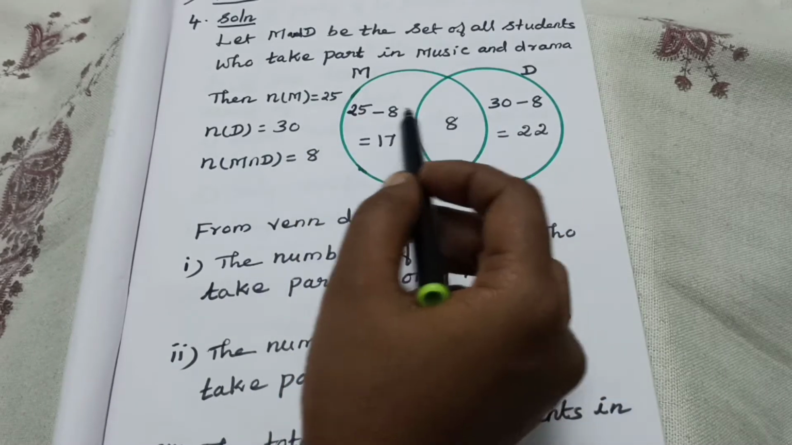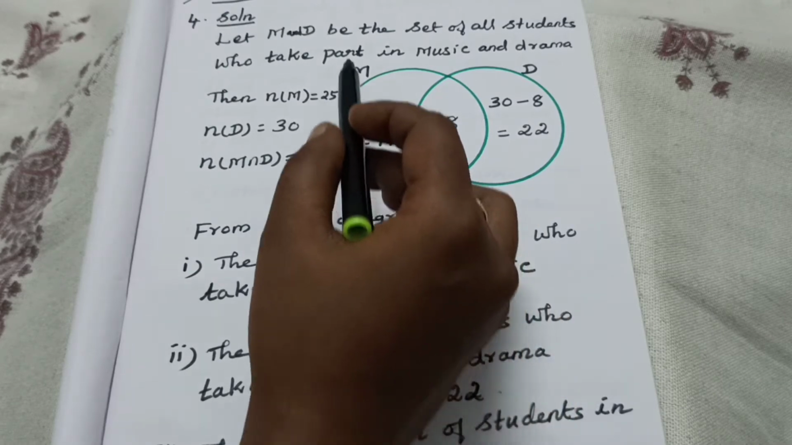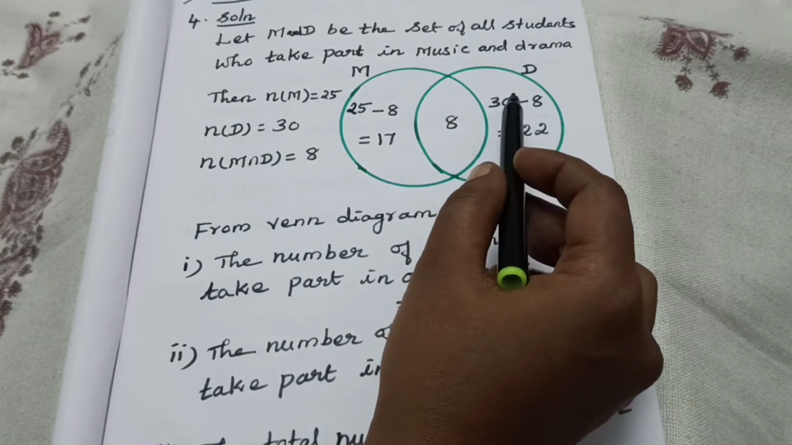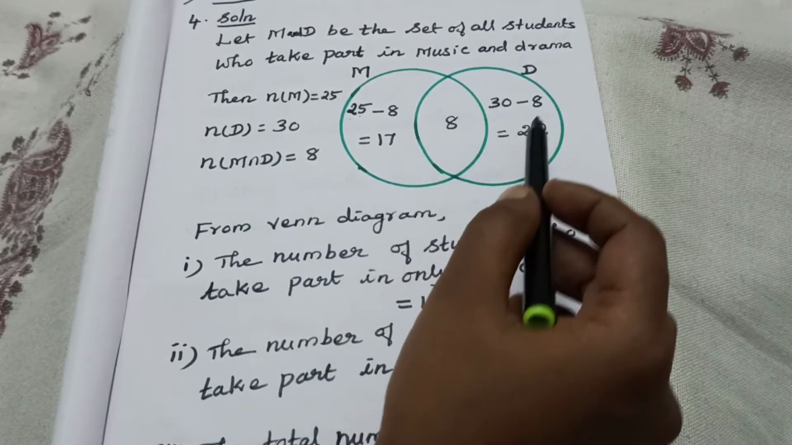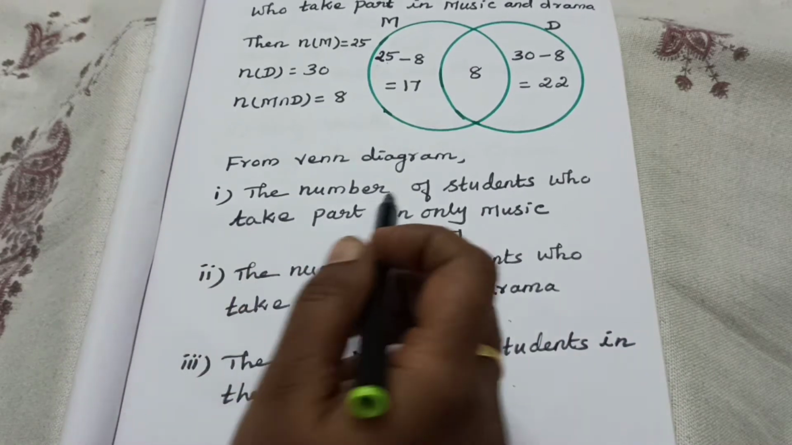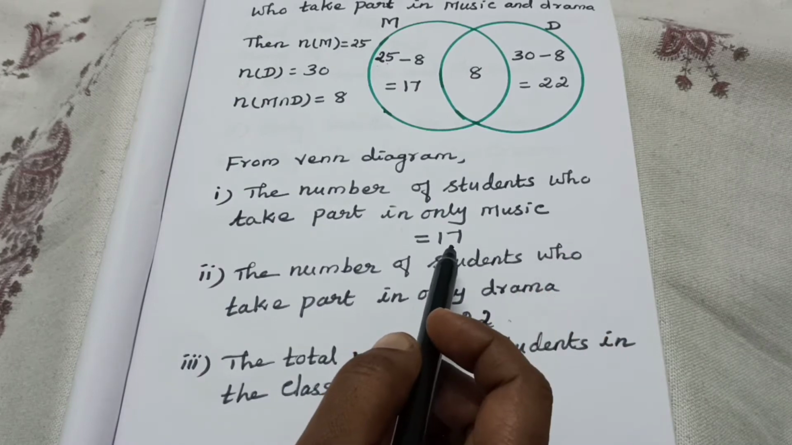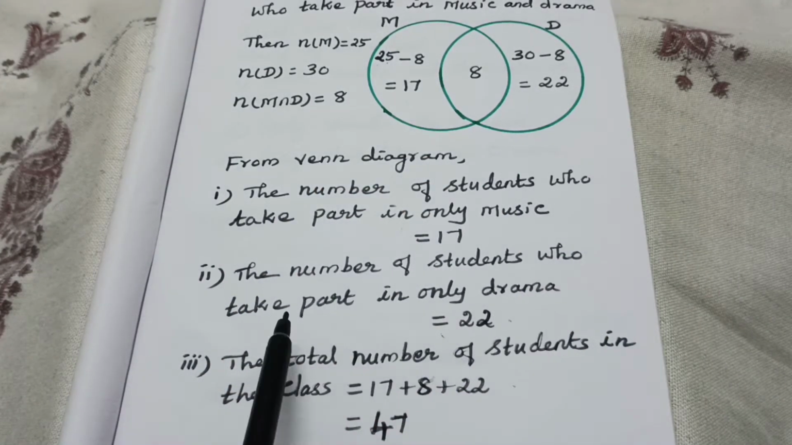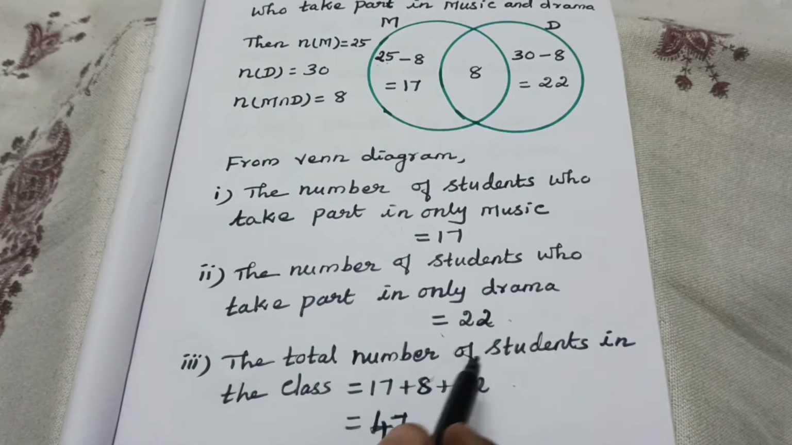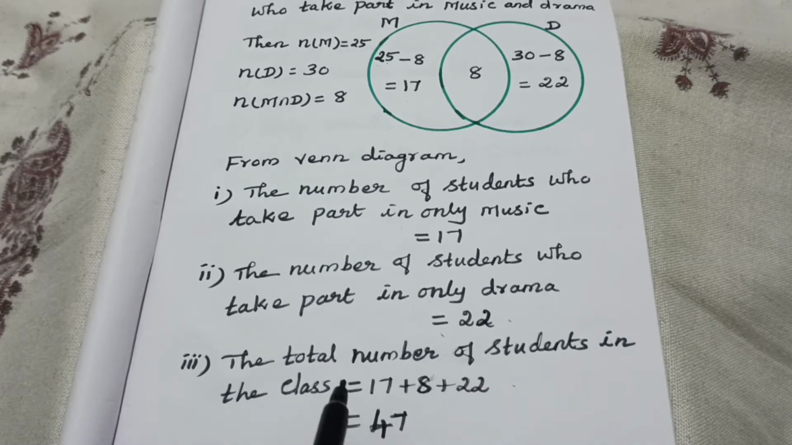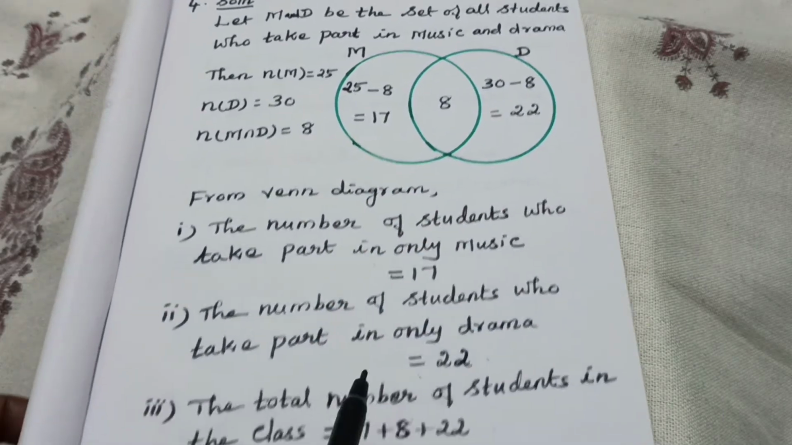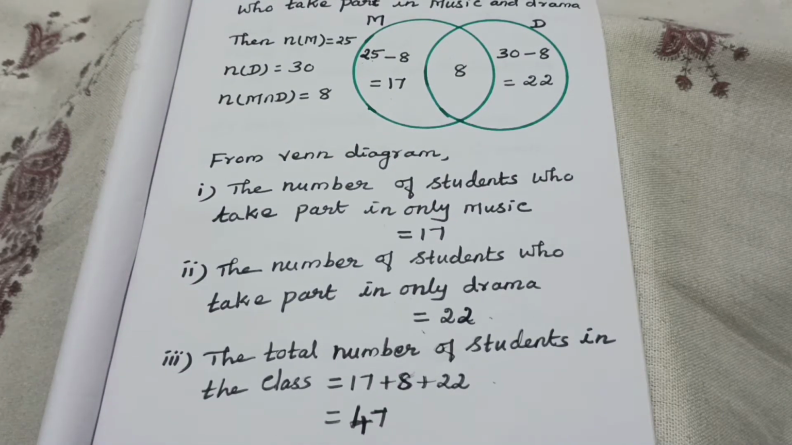From there we have to subtract. Only music means 25 minus this 8, which is 17. Only drama means 30 minus this 8, equal to 22, isn't it? From the Venn diagram, our first question answer, the number of students who take part in only music, is 17. The number of students who take part in only drama is 22. Then the total number of students in the class, you should add it fully: 17 plus 8 plus 22. 47 is the answer. Did you get the answer?